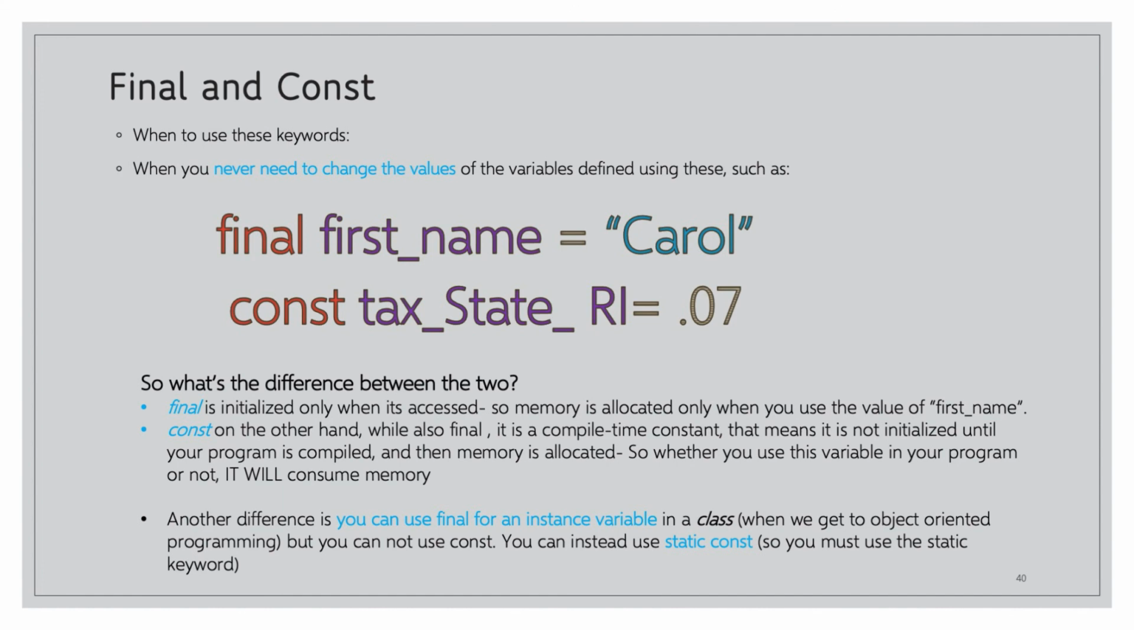So those are the differences, but you would use these when you don't need the values to change. So notice we use final and const instead of var, right? Usually we do var first name equals Carol. That's how we started this class. It's final first name equals Carol, or const.